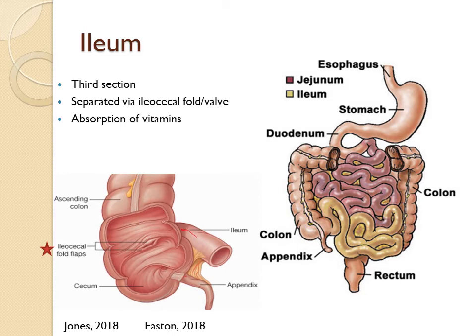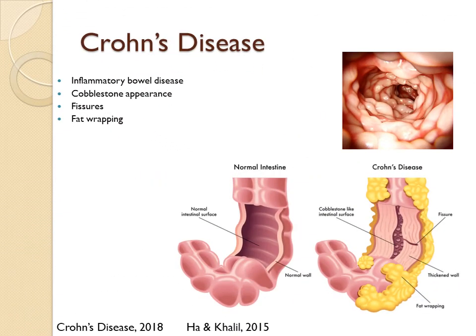The important nutrients absorbed in the ileum are vitamin B12, A, D, E, and K. IBS and Crohn's disease are common pathologies associated with this portion of the small intestine. Crohn's disease can affect any part of the digestive system, however, it develops most often in the ileum.